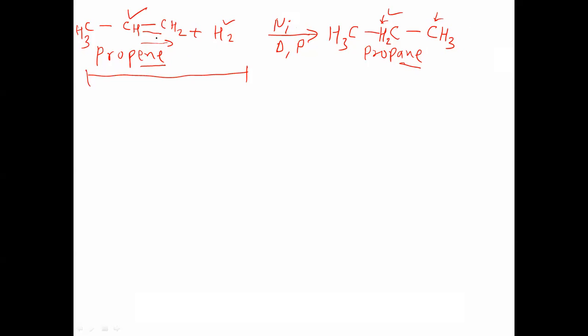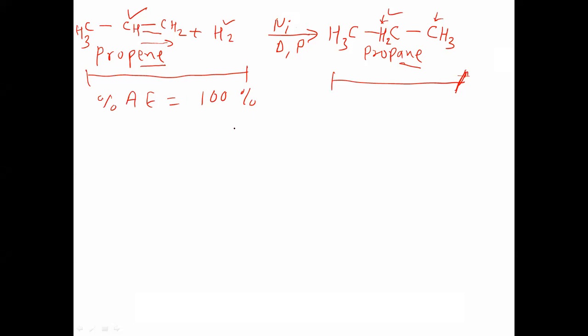So all carbon and hydrogen atoms present in both propene and hydrogen are converted into the desired product, that is propane. So there is no loss of carbon and hydrogen. So no loss of carbon and hydrogen means atom economy is 100%. Percentage atom economy is 100%.